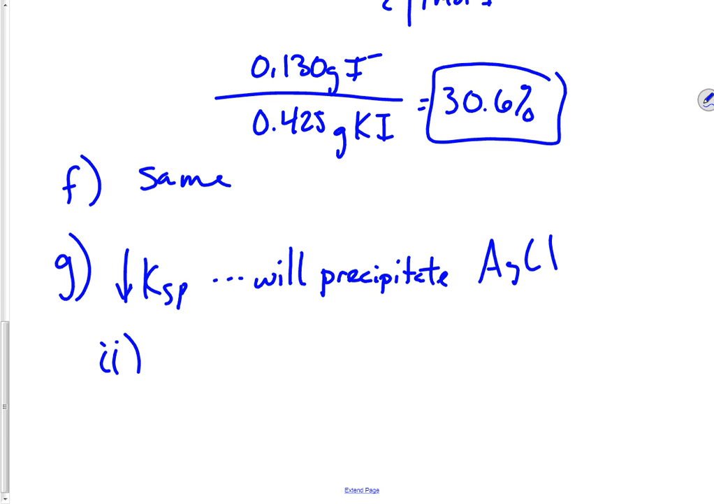Student only has access to 1 KI tablet and a balance that can measure to the nearest 0.01. Will the student be able to determine the mass of AgI produced to 3 sig figs? Justify your answer.